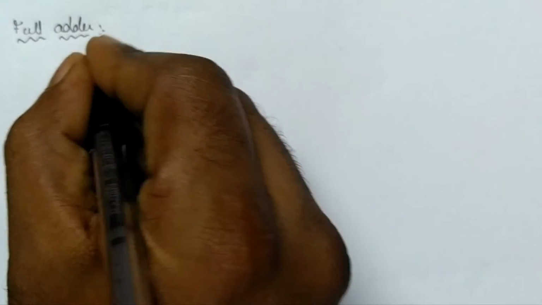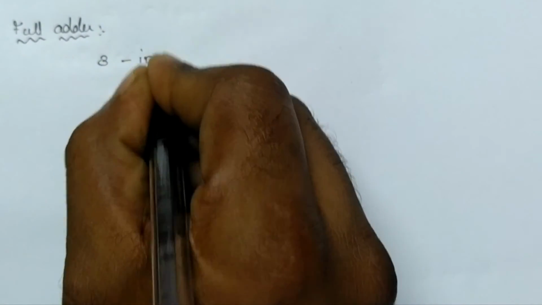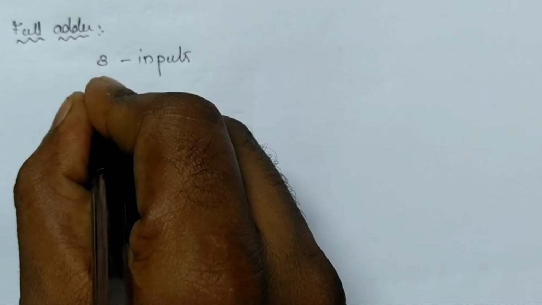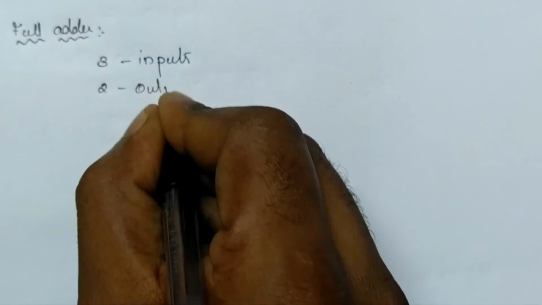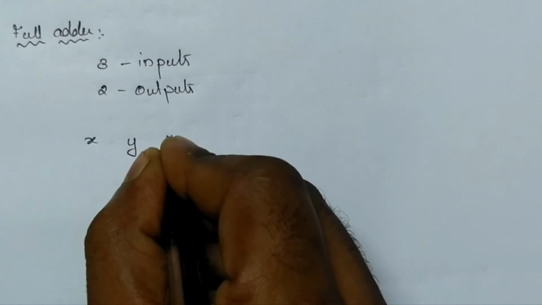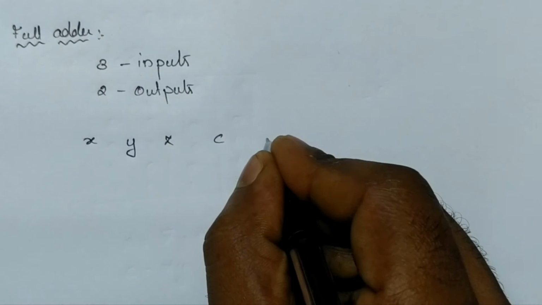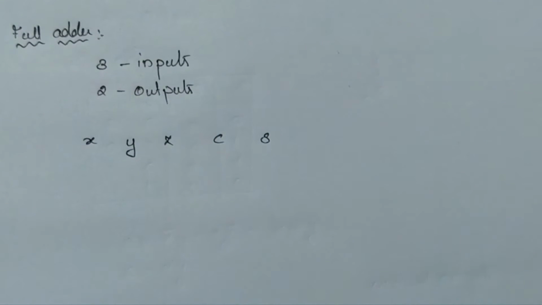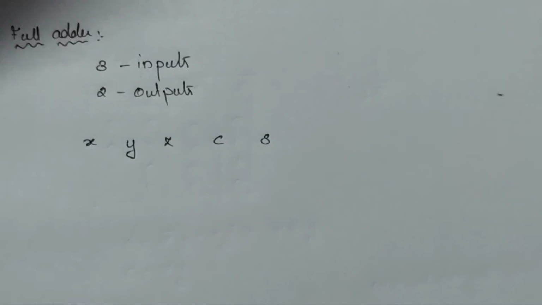Next we are going to see full adder. Full adder is nothing but a circuit which receives 3 binary inputs and produces 2 outputs, sum and carry. Just consider the inputs as X, Y and Z, and the outputs are carry and sum. Here it's a 3 input circuit, therefore we will have 8 possible combinations.